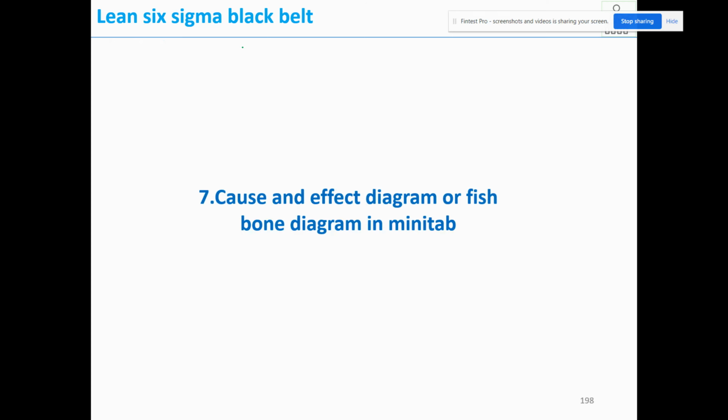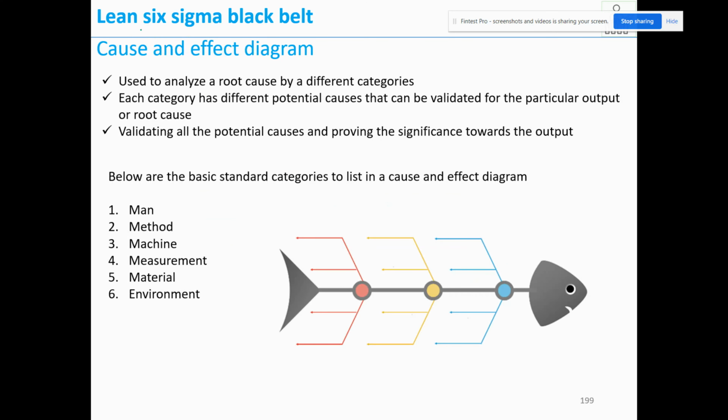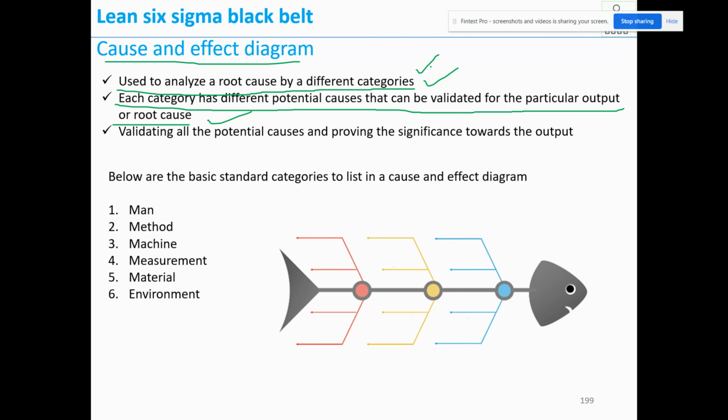Next, we will be seeing how to create a cause and effect diagram or fishbone diagram in Minitab. The cause and effect diagram is used to analyze a root cause by different categories. Each category has different potential causes that can be validated for the particular output or root cause. So there are different categories with possible causes or root causes that we are going to analyze.